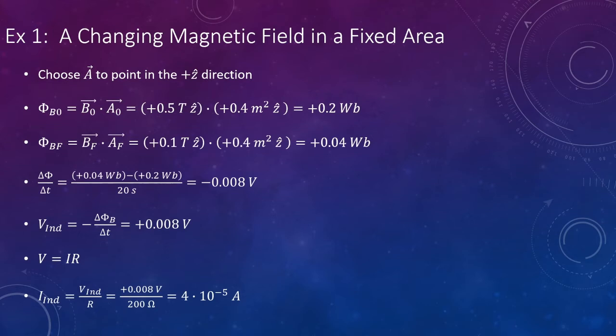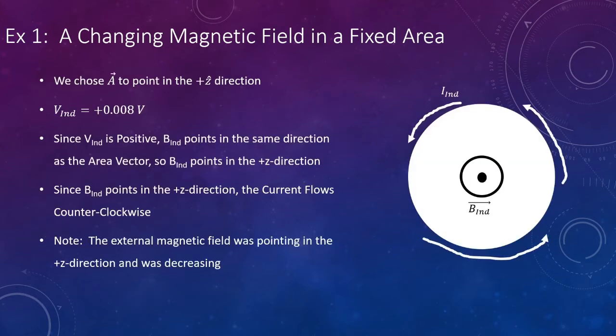Now let's look at how we do the signs. So again, we chose our area vector to be in the positive z direction, and we found our induced potential to be positive. Since our induced potential is positive, that means our induced magnetic field points in the same direction as the area vector, so this means our induced magnetic field points in the plus z direction, out of the board, out of the screen. And since our induced magnetic field points in the plus z direction, you can point your thumb in that direction, and your hand will curl in the direction of the current flow, which in this case is counterclockwise.